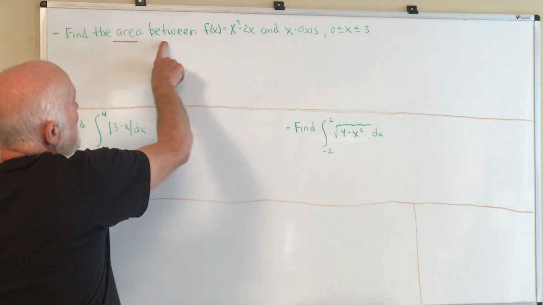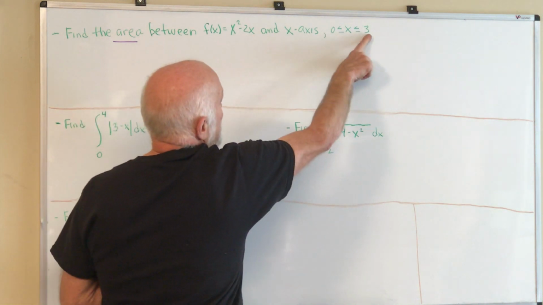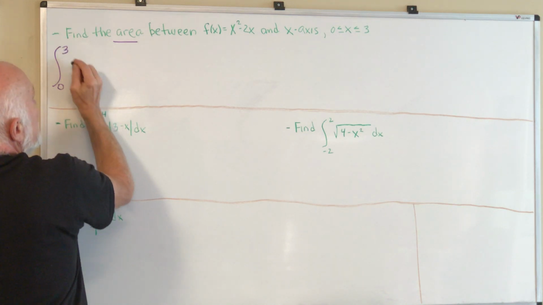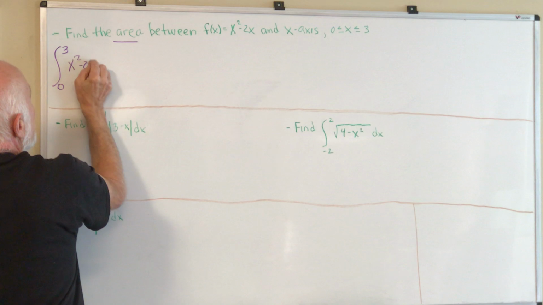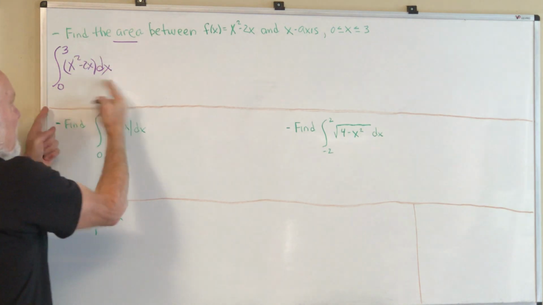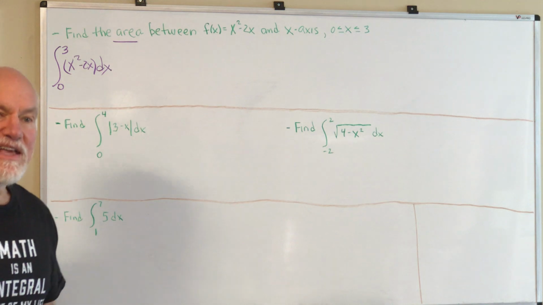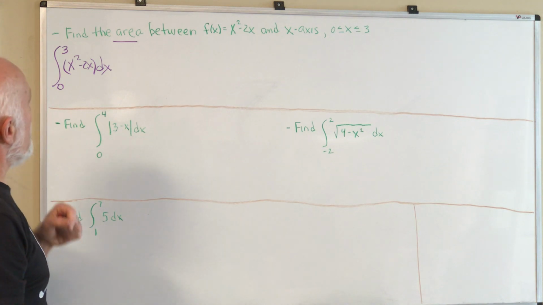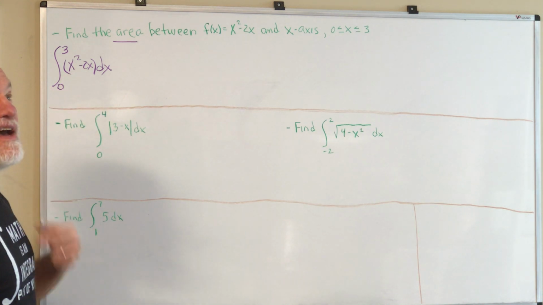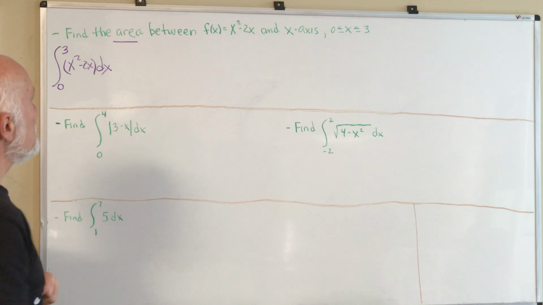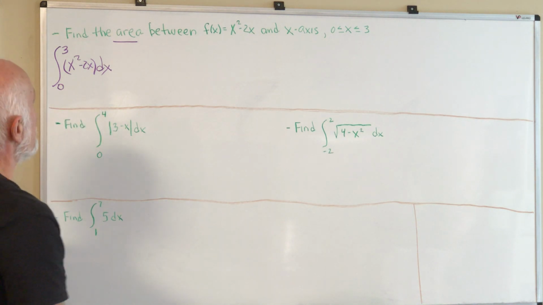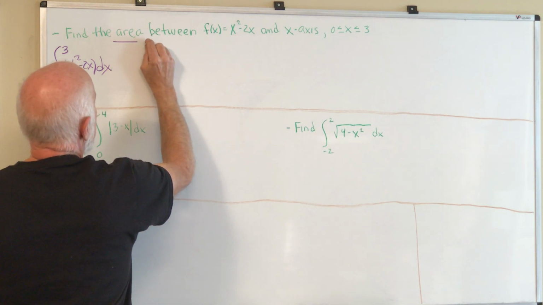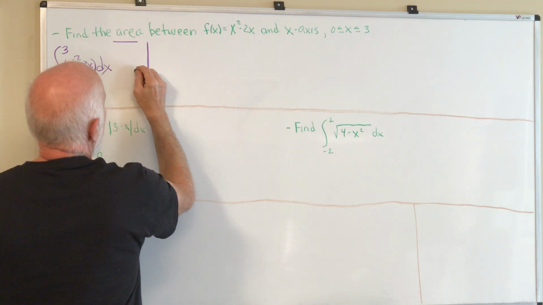But if I want to find the area between this function and the x-axis from 0 to 3, I can't just blindly go 0 to 3 of f of x dx, because this finds the signed area and we want to find area. It could turn out to be the same thing, but what if this function drops below the x-axis? Before we actually try to find this, we have to see what this function looks like on the x-axis between 0 and 3.